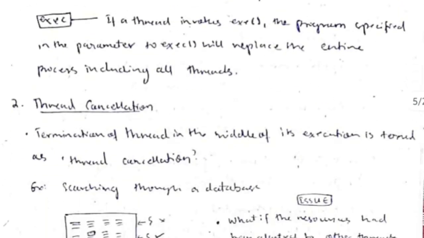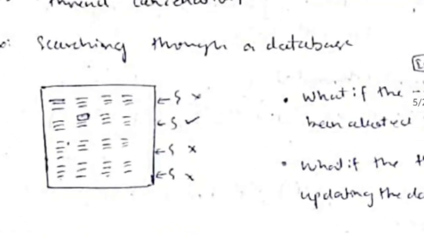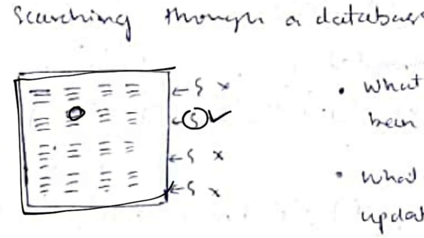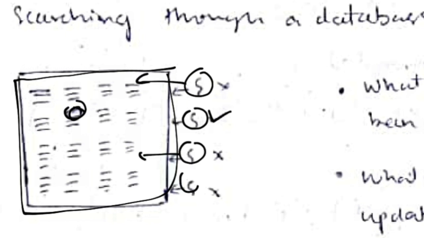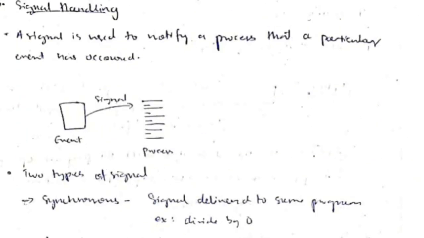Coming to the second one, which is thread cancellation. Suppose that there is a database and there are multiple threads assigned to find a keyword in the whole database. Okay, so what will happen if one of the threads finds that keyword? At that time this will stop the whole process of searching, because the key is found, right? So how will that affect the other threads? Other threads might still be searching, but if they get suddenly terminated, it might cause problems, right? So that is thread cancellation. The third one is signal handling.